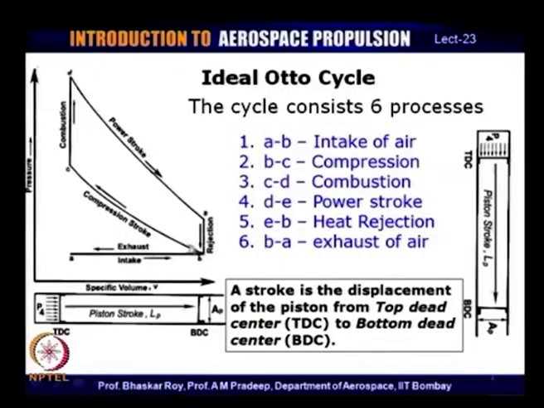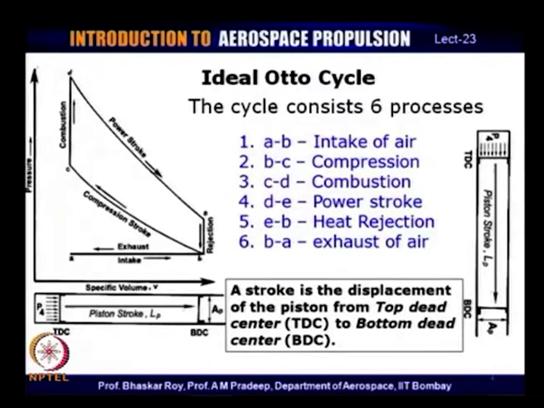The air comes in, gets compressed, the fuel gets burnt, then the high temperature, high pressure air is expanded, and then there is a bit of a rejection of heat out of the system, and then the exhalation, the air is exhausted from the system. And this is the cycle which continuously occurs in this process which we call the Otto cycle.